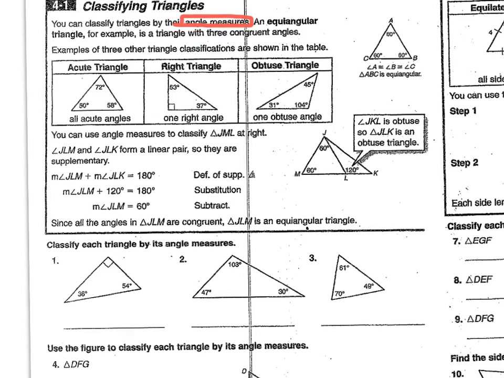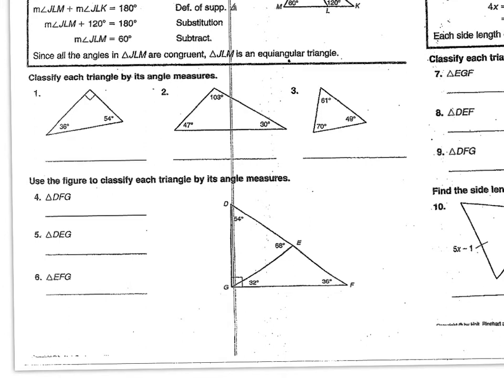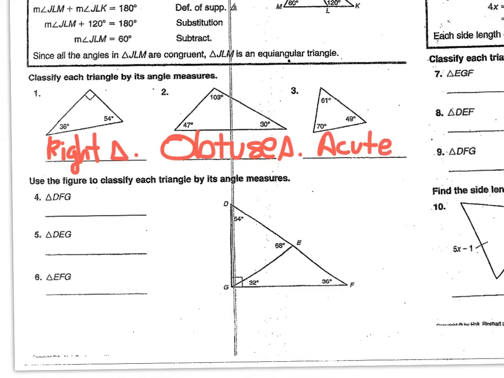Then let's practice. What do you think is number one? It says classify by the angle measure. So what is that? Right. It's a right triangle. Okay, so right triangle. And I'm just going to put a little triangle symbol there. Okay, so what about number two? It's obtuse, much better. And number three, it's acute because all the angles are less than 90. Acute triangle.